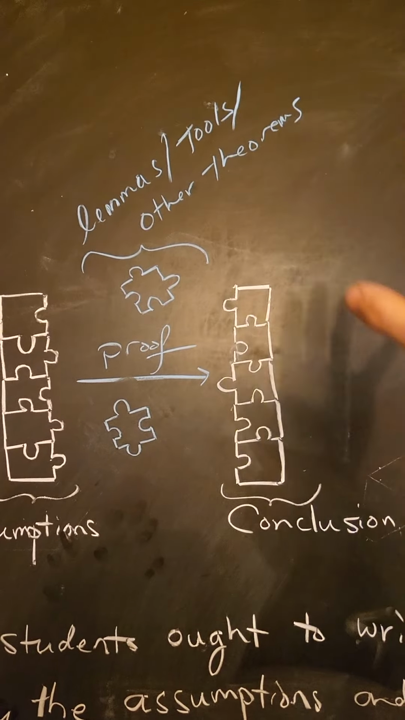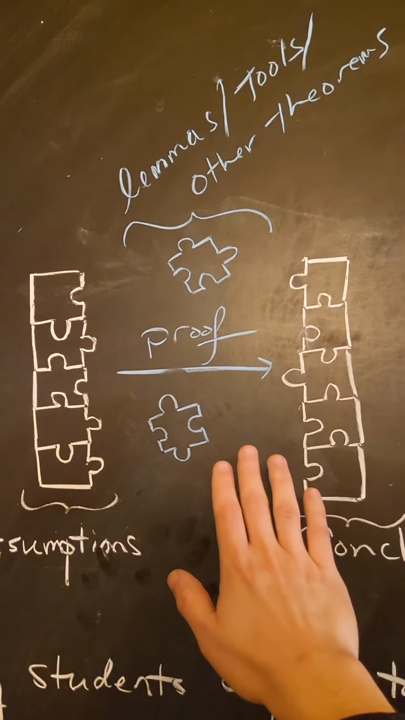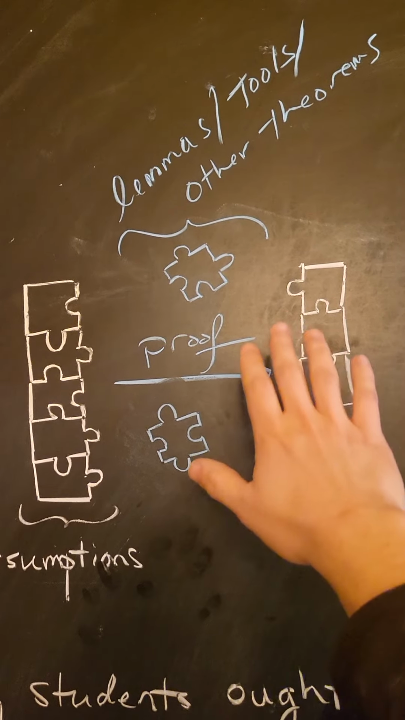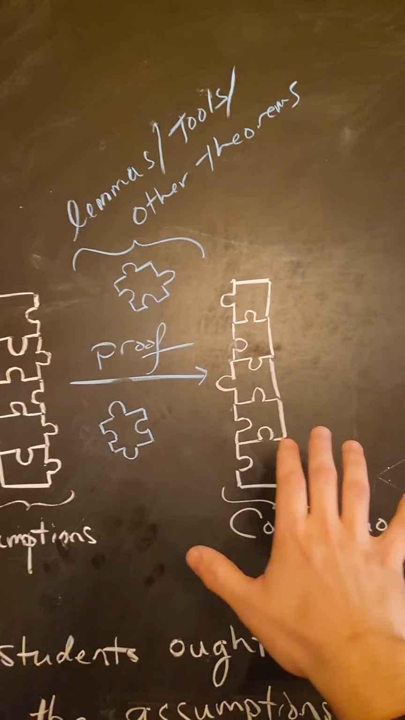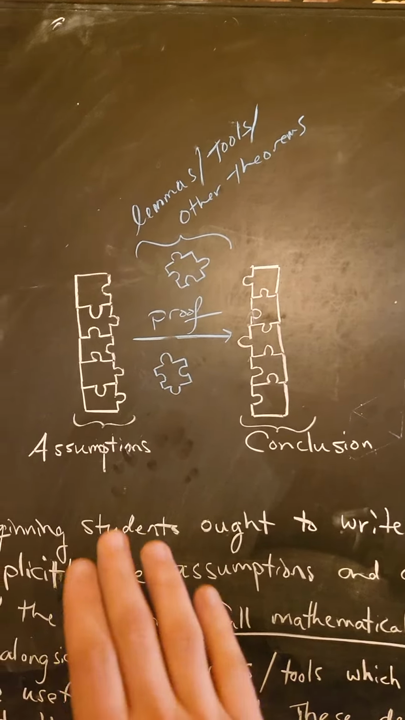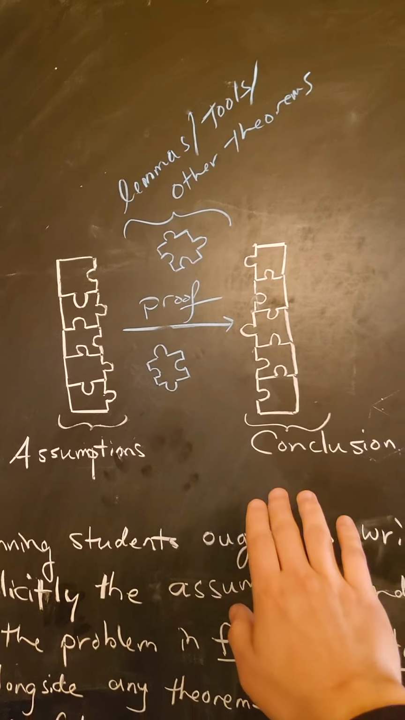And all of these other calculations, tools, and lemmas, I'm viewing as other puzzle pieces that go somewhere in the center of this diagram. And these puzzle pieces are being used to connect the assumptions to the conclusions, okay?